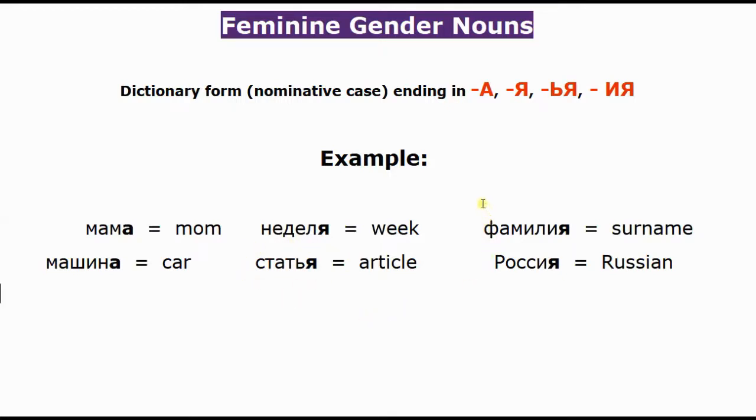Next we have фамилия, meaning surname. It ends in Iya, and it corresponds to the feminine gender. Then we have Россия, Russia, the country, and it is of the feminine gender.